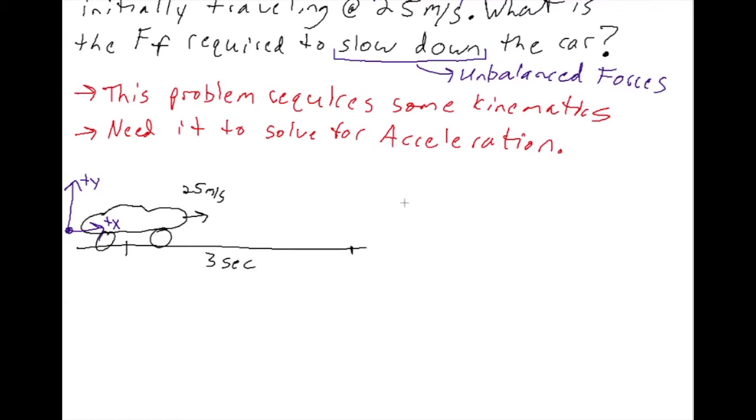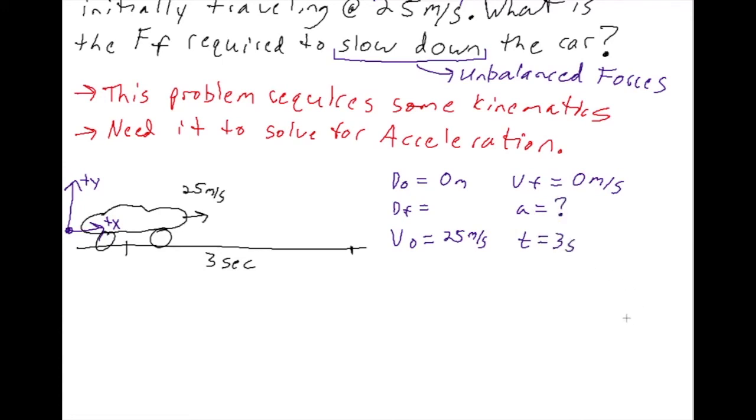So let's go ahead and label our variables just like we did before for kinematics. Don't forget, we have dO, dF, VO, VF, A, and T. Initial distance, well, it's starting at the origin, that should be 0 meters. Final distance, I don't know how far it's ending. Initial velocity, 25 meters per second. Final velocity, well, they put on the brakes and they come to a stop, so that should be 0 meters per second. Acceleration is what we're solving for, and time is 3 seconds. It tells us how long it takes to come to a stop.